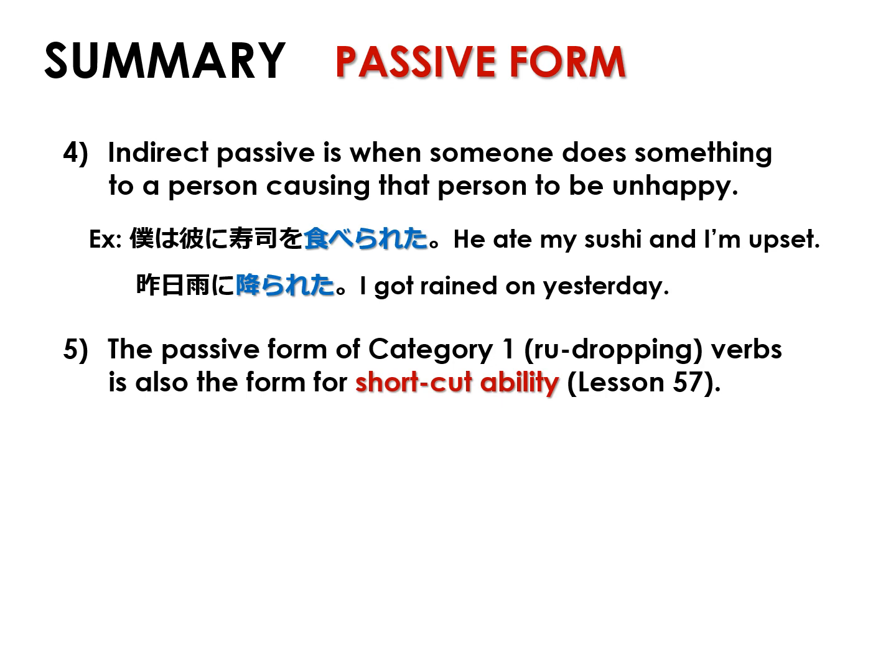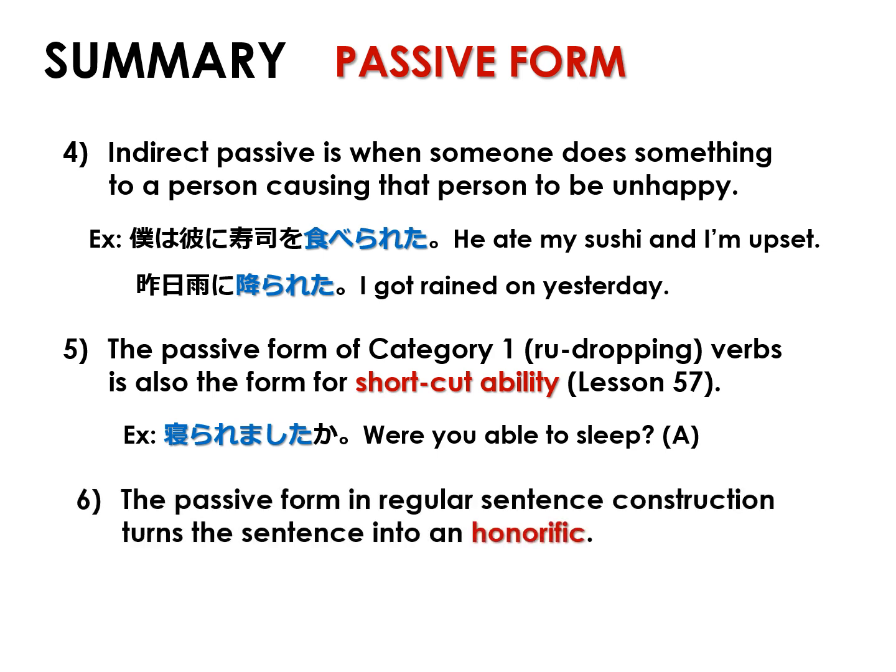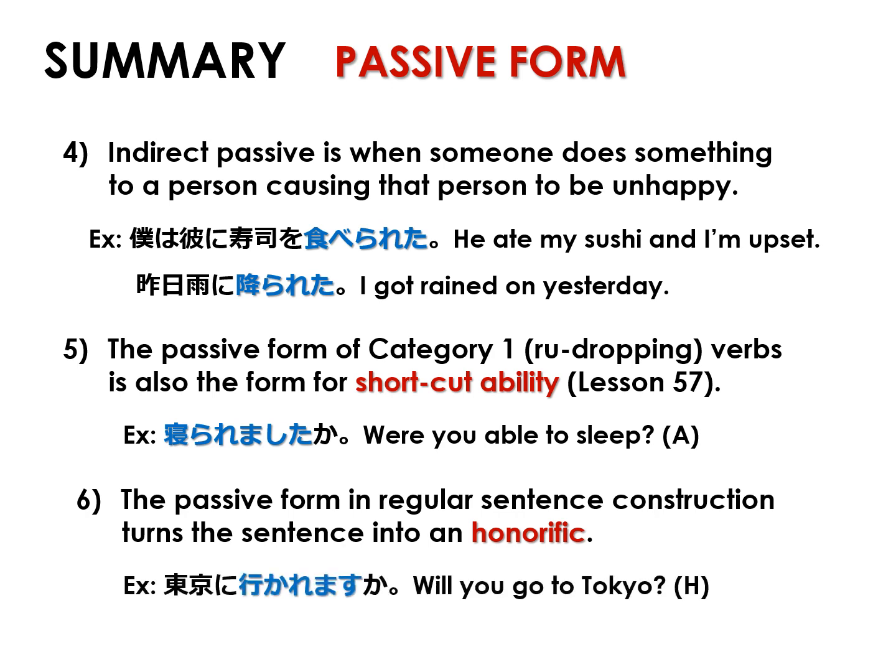The passive form for category 1 verbs is the same conjugation used for ability, as we learned in lesson 57. For example, the verb neru, to sleep. Neraremashita ka means, were you able to sleep? It's shortcut ability conjugation. The passive form in regular sentence construction turns the sentence into an honorific. Example, the verb iku, to go. Tokyo ni ikaremasu ka? Will you go to Tokyo? It's an honorific, such as when asking your boss.